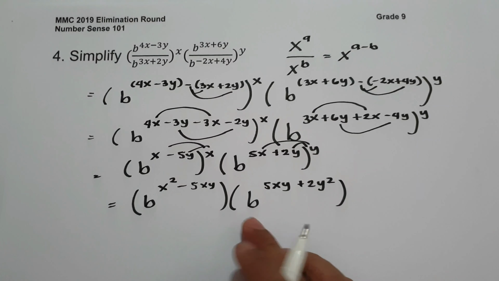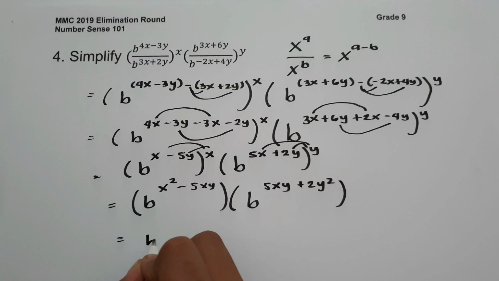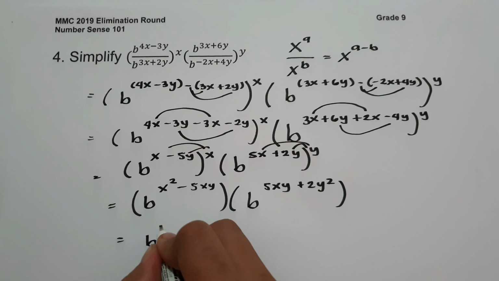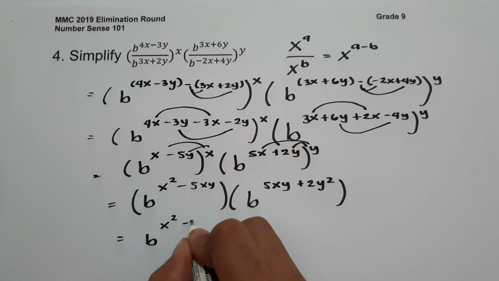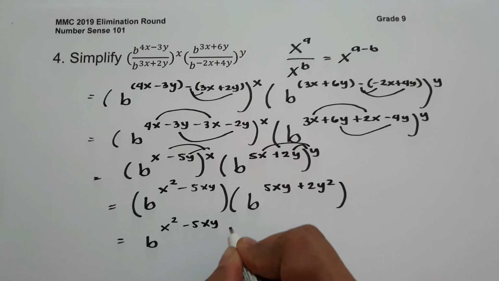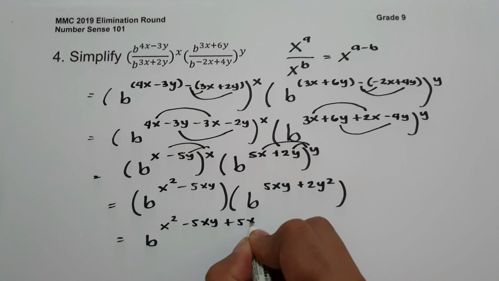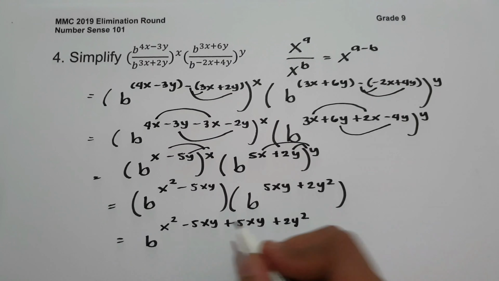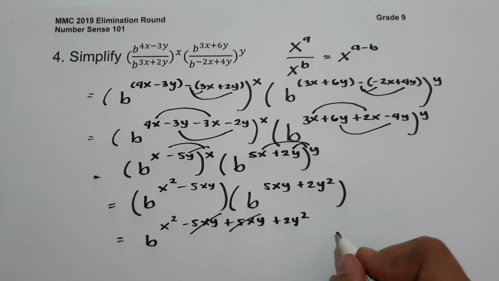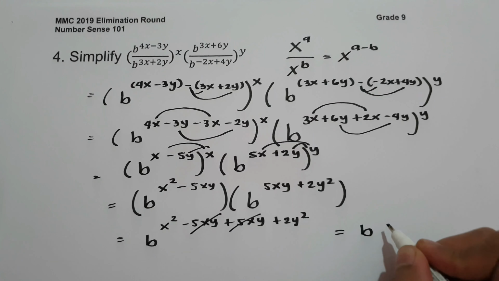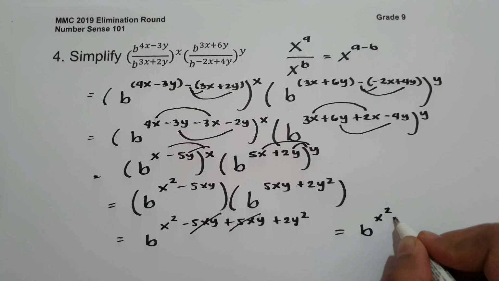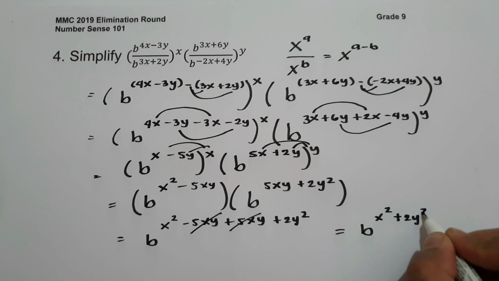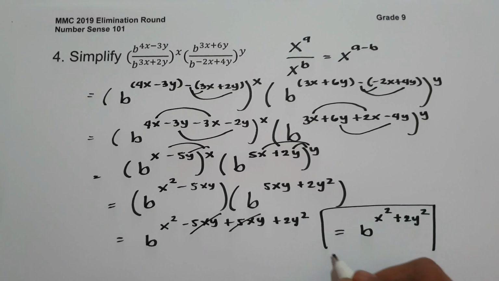Since we have the same base, let us copy the base and then add the exponent. Let's have x squared minus 5xy plus 5xy plus 2y squared. So let us cancel this one. So our answer will be b raised to x squared plus 2y squared. And this will be our answer.